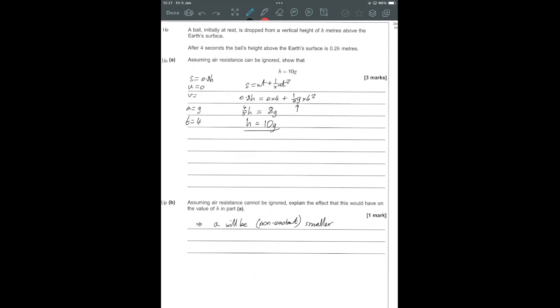And if that's the only thing that's changed, then h will be smaller. a will be non-constant, will be smaller, which will imply that h will be smaller than 10g. And if you think carefully, if we go to a ridiculous situation, if you drop a ball bearing in water where there's a lot of resistance, to make that same distance shift in the same amount of time, you would have had to fall a smaller distance.